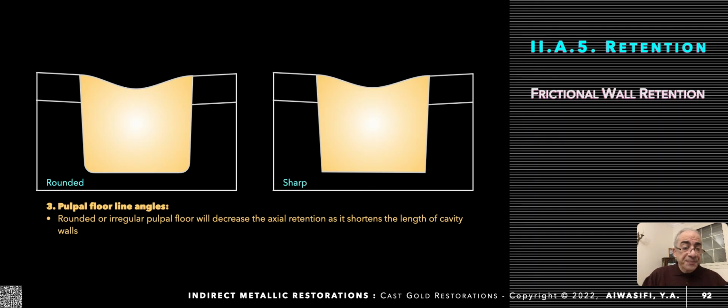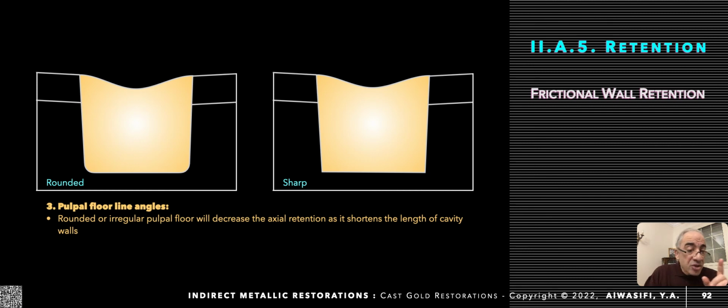Then comes the bulbal floor line angles. A bulbal floor with rounded line angles provides you less friction than one with sharp line angles, because the sharpness of internal line angles takes that curve into consideration and adds it to the length of the wall. This curvature of rounding will shorten the length of the walls in parallel or slightly diverged relation.